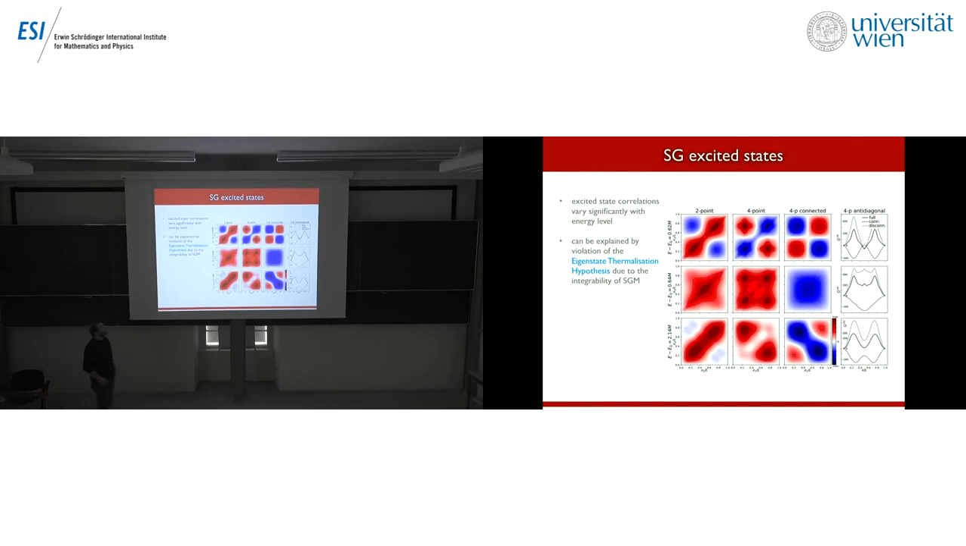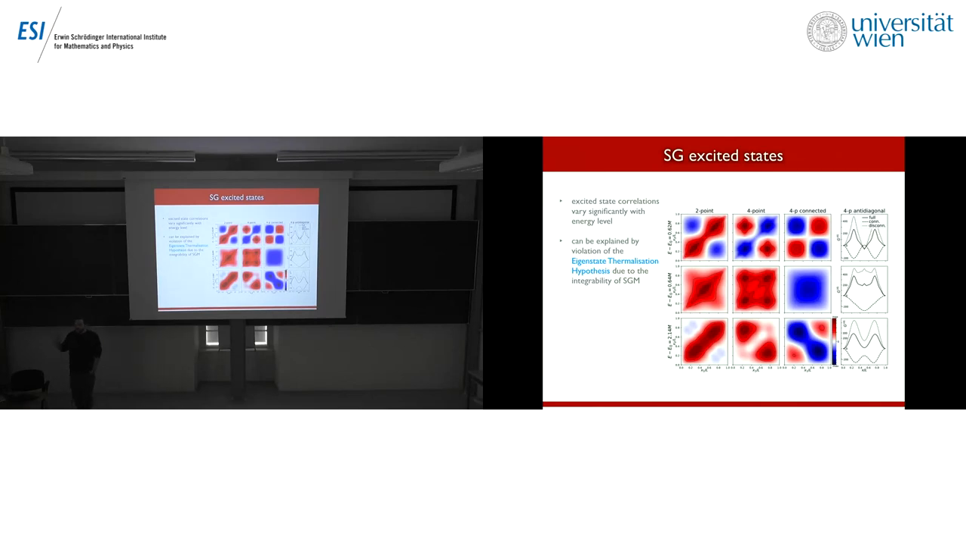Apart from that, we can do a lot of other numerical experiments. For example, we can study excited states, and then we see different patterns in the 2-point and 4-point correlations. So far, this is just to get an idea of what I can get, rather than a systematic analysis of the properties of observables. But we can already see that even by slightly changing the energy of the excited state of the system, we can get completely different patterns in the 4-point and 2-point correlations, which is probably evidence of the violation of the Eigenstate Thermalization Hypothesis. So the Sine-Gordon model is an integrable model.